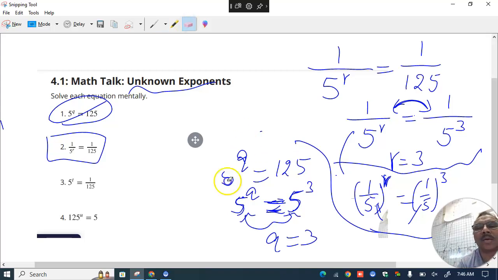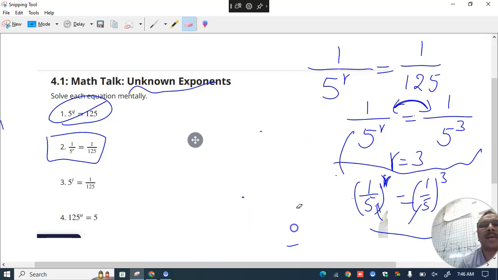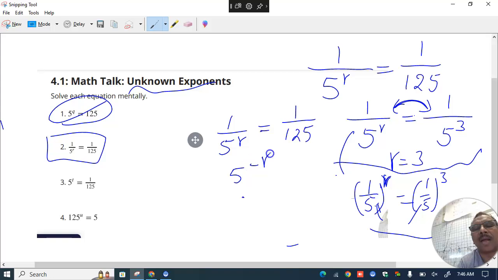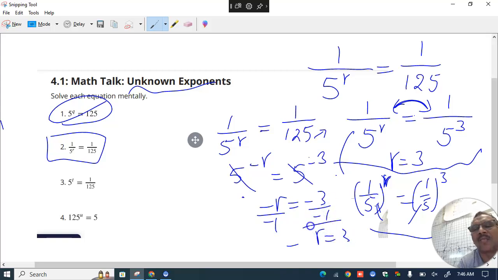Or you could also do a third approach to get the answer. If we have 1 over 5 raised to r and 1 over 125, we can write this as 5 raised to minus r. This is the negative exponent property. And this one, which is 1 over 5 raised to 3, can be written as 5 raised to minus 3. So the bases are the same. So minus r equals minus 3, and dividing by minus 1, you get r equals 3. So there are different ways to do it.